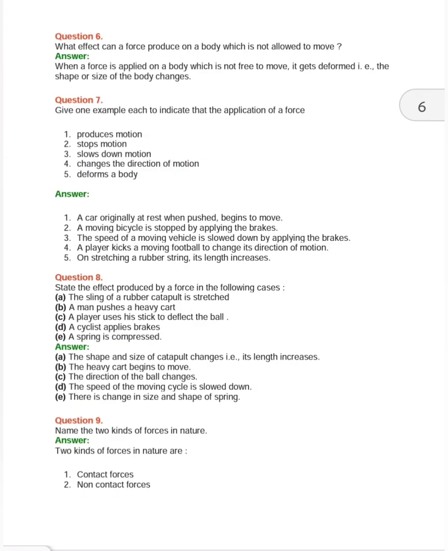Moving further to question number 6. What effect can a force produce on a body which is not allowed to move? Answer is, when a force is applied on a body which is not free to move, it gets deformed. That is, the shape or size of the body changes.